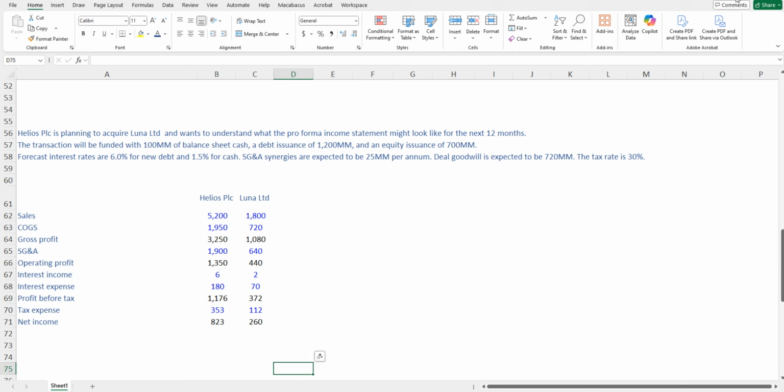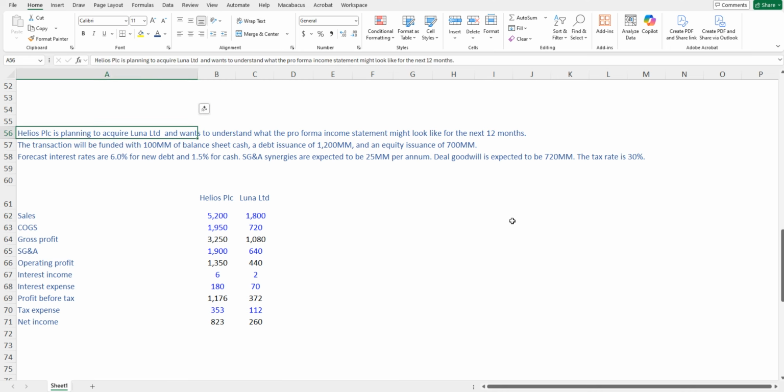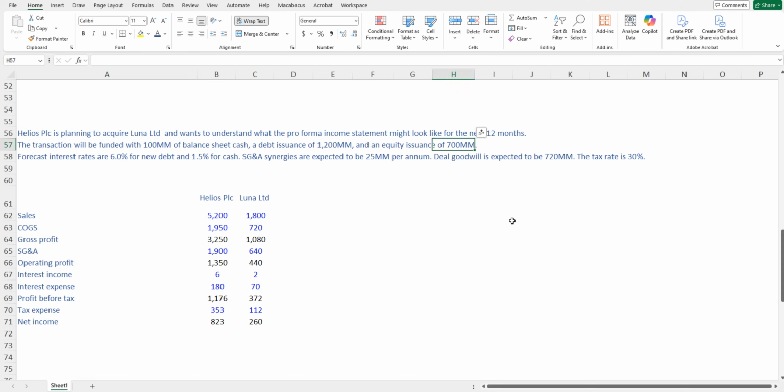In the last video, we talked about how to consolidate two companies' balance sheets. In this video, we want to talk about how to consolidate two companies' income statements. We are given a case. The question says that Helios is planning to acquire Luna Limited and wants to understand what a pro forma income statement might look like for the next 12 months.